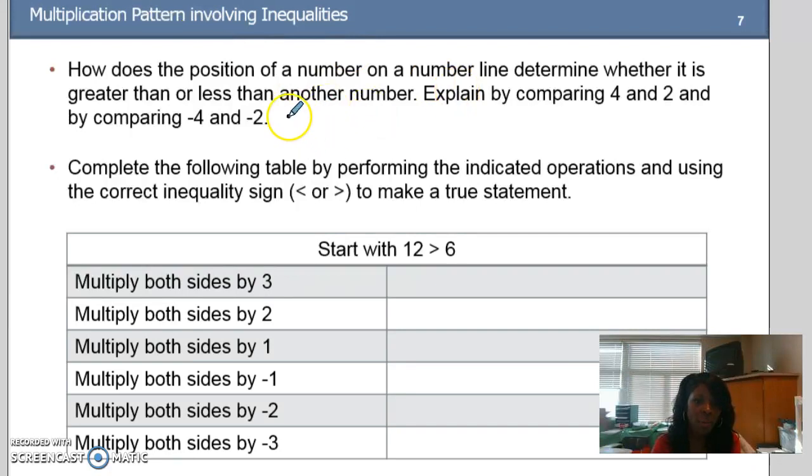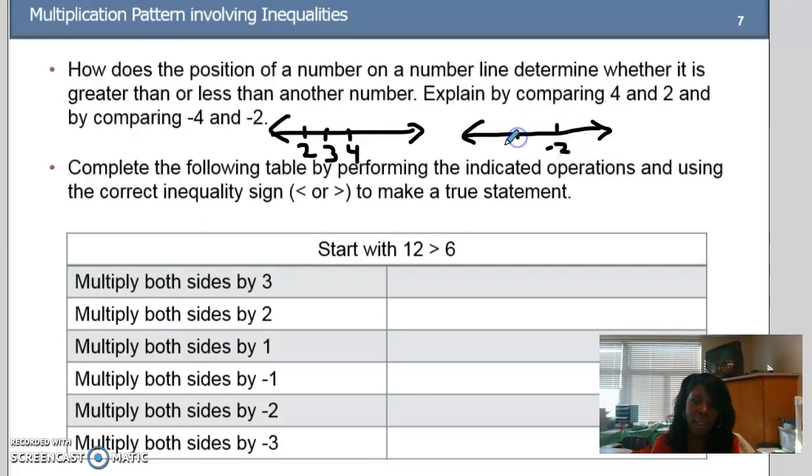So let's draw a quick number line. If we have 4 and 2 on a number line, here's 2, 3, 4. How does the position determine whether it's greater than or less than a number? Well, 2 is to the left of 4, therefore it is less than 4. Let's look at -4 and -2. Here is -2, -3, and -4. And again, -4 is to the left of -2, and -4 is less than -2.